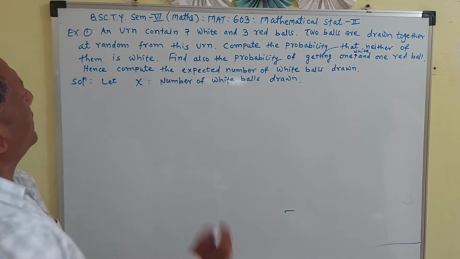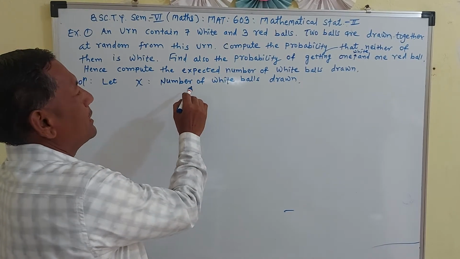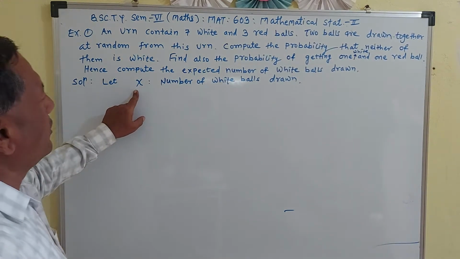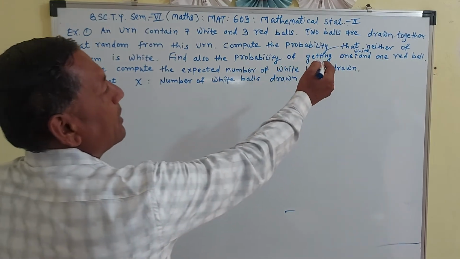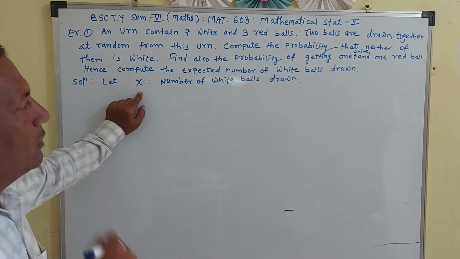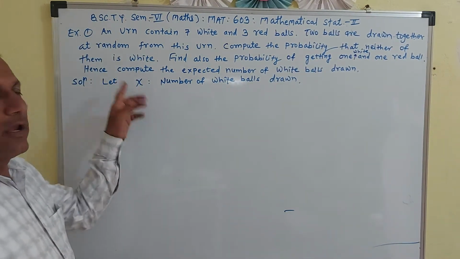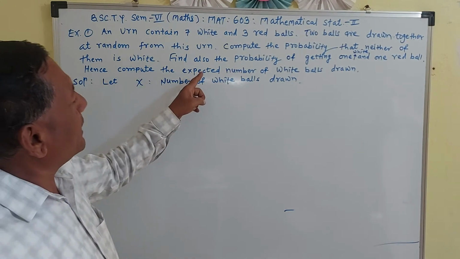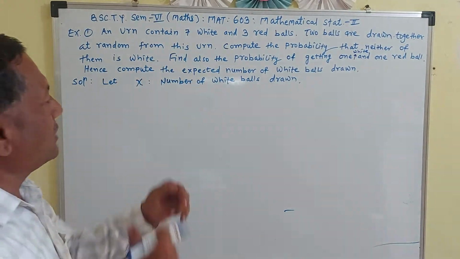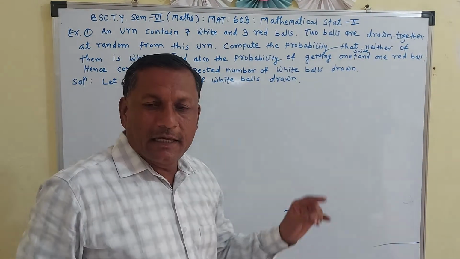Solution. Let capital X be a random variable such that X is the number of white balls drawn. Now, what are the values of X? The probability that neither of them is white means X takes the value 0. The probability of getting 1 white and 1 red ball means X takes the value 1. And if both balls are white, X takes the value 2. And by the definition of mathematical expectation, you have to find the expected value of X.